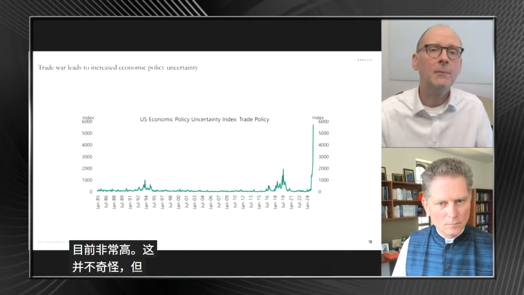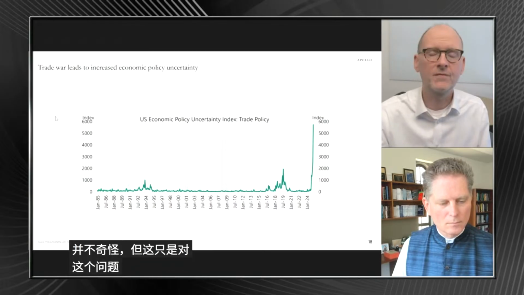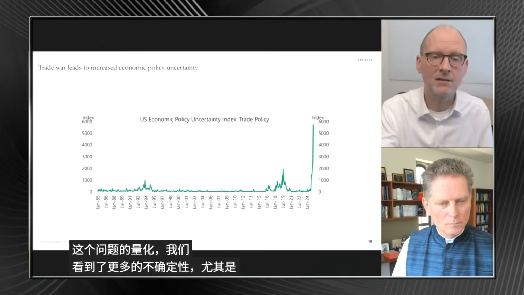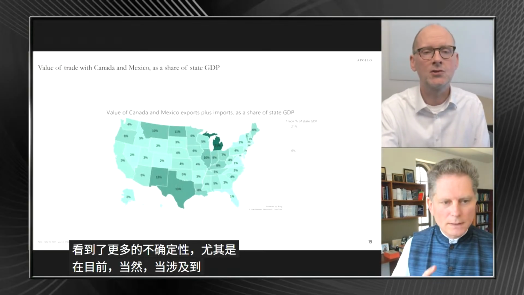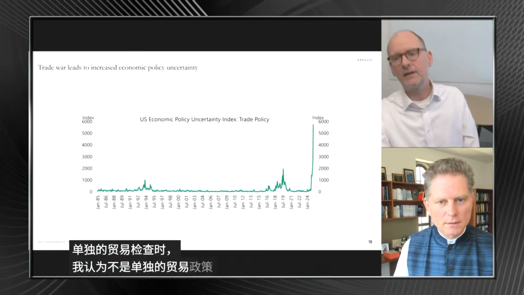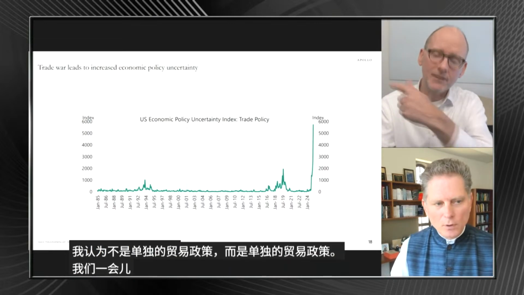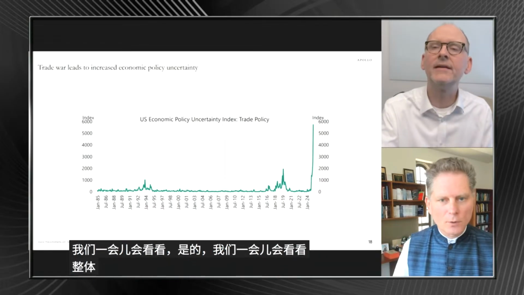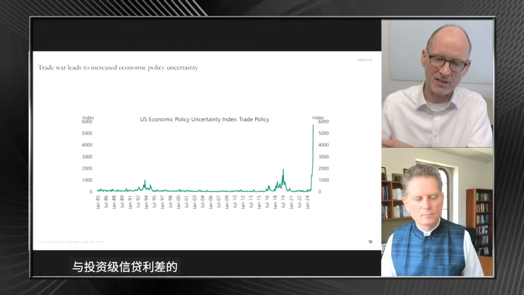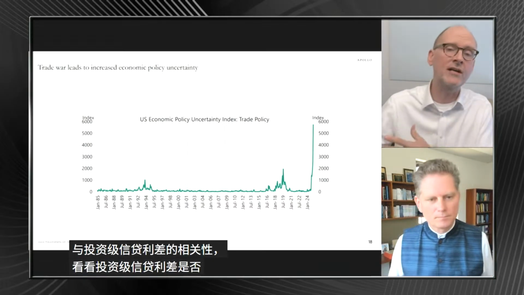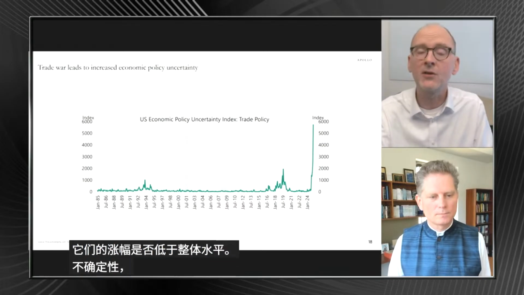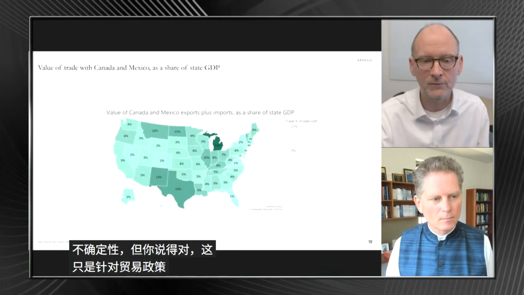That's not a surprise, but this is just a quantification of the issue that we are seeing much more uncertainty, especially at the moment, of course, when it comes to trade policy. That's only the index for trade policy alone, I guess. This is trade policy alone, and in a minute we will look at overall uncertainty, correlated together with investment grade credit spreads, to see if investment grade credit spreads have traded together with uncertainty, or have gone up less than the overall level of uncertainty. But you're right, this is only for trade policy.